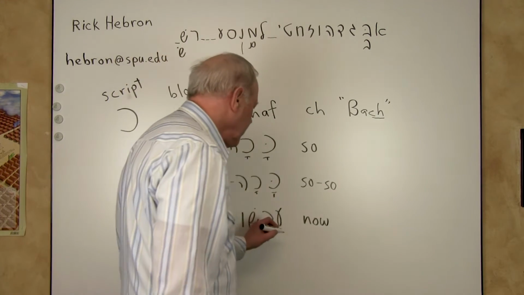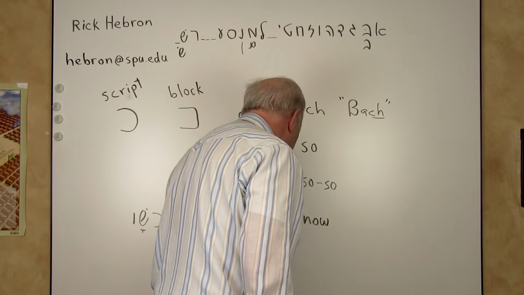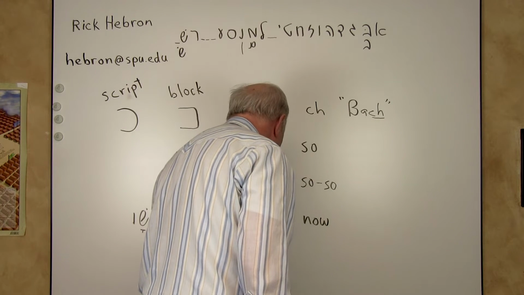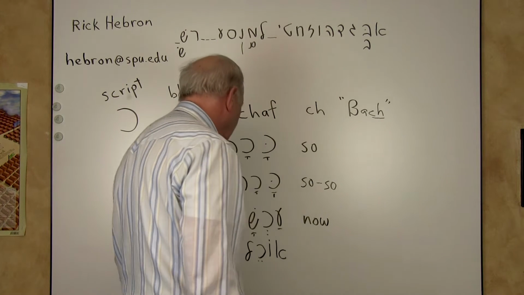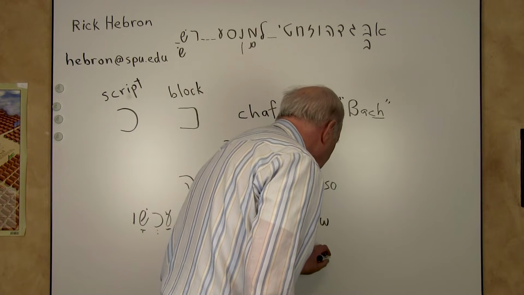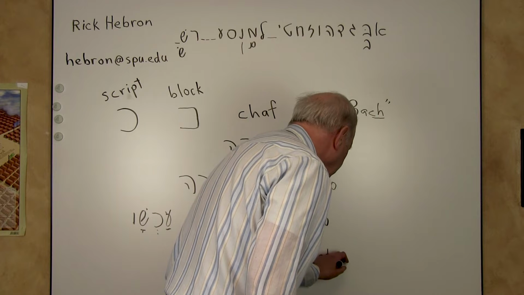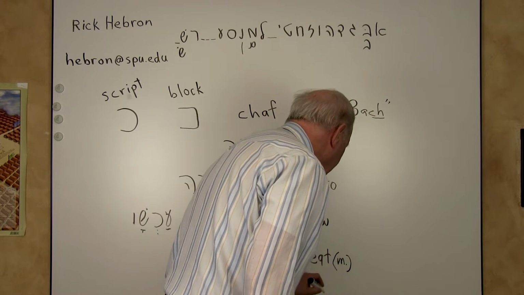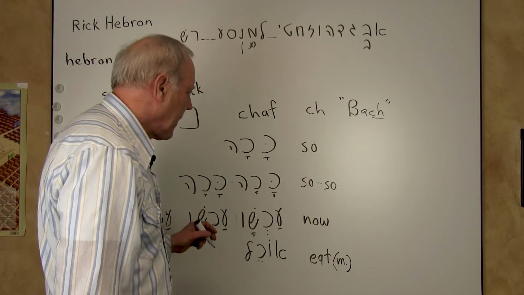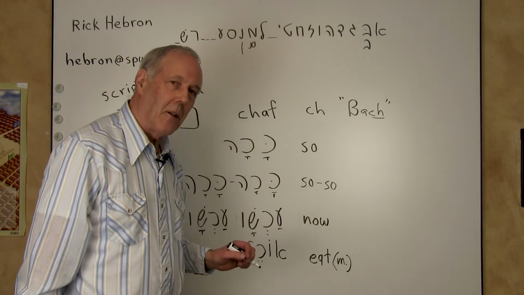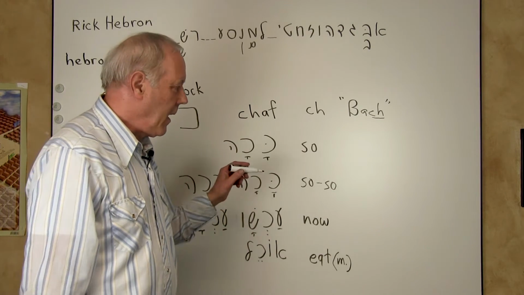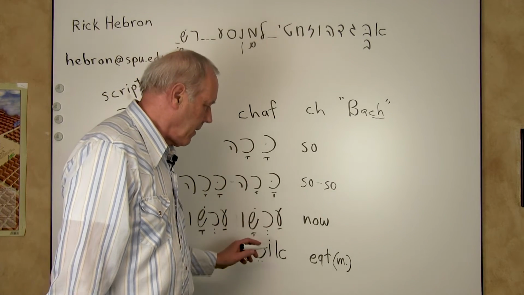Ochel. Ochel, eat. It's masculine. Eat or eats. Ochel, ochel, eat. Don't say ohel. If you look in the book, it's got an H with a dot under it for this sound here.